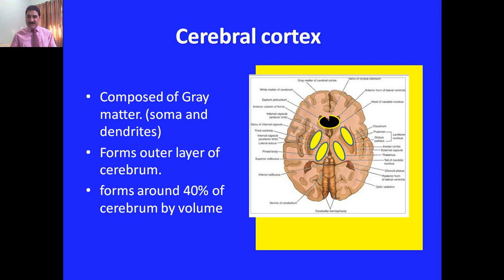Now inside each cerebral hemisphere there is a cavity, which is demonstrated by this black area. It represents the two lateral ventricles within the two cerebral hemispheres.